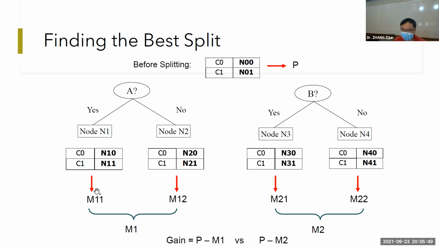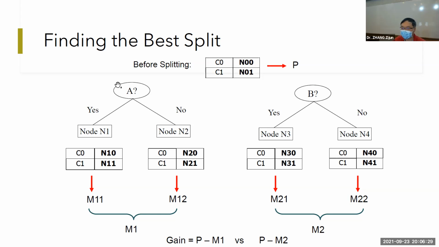So based on node N1, we can compute an impurity measure which is called M11, and based on node N2, we get an impurity measure M12. Then we weight them, okay. Then we get an impurity measure M1. We also do the same thing for attribute B. We consider attribute B to build the nodes to split. Then we get the impurity measure for each of the nodes, and using a weighted average, we get M2.